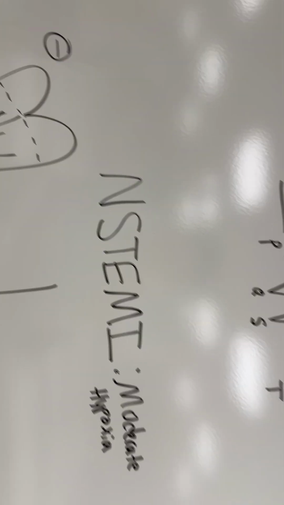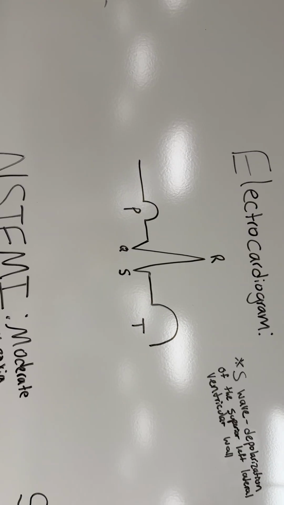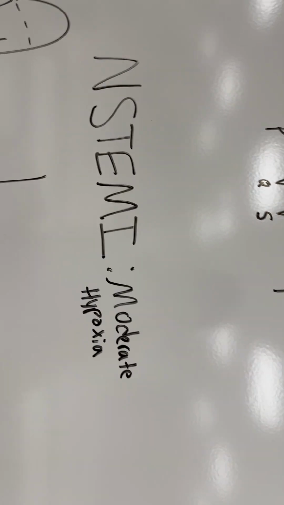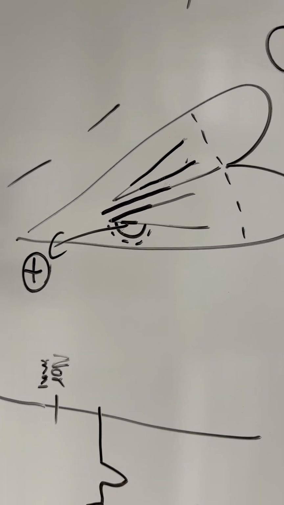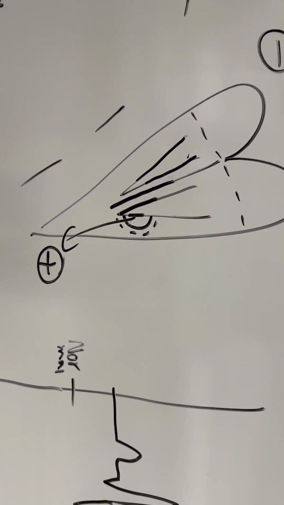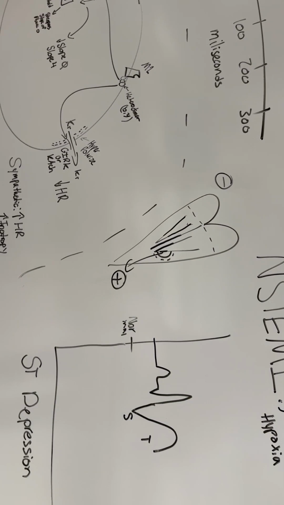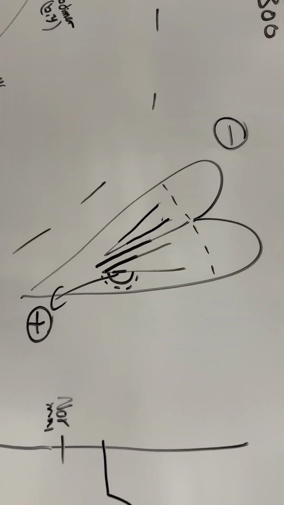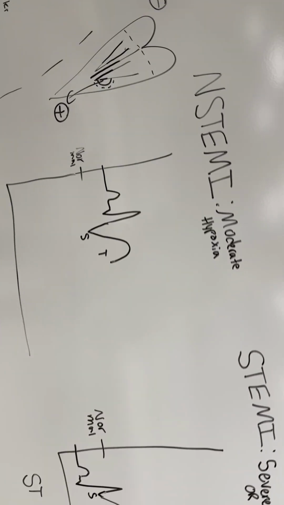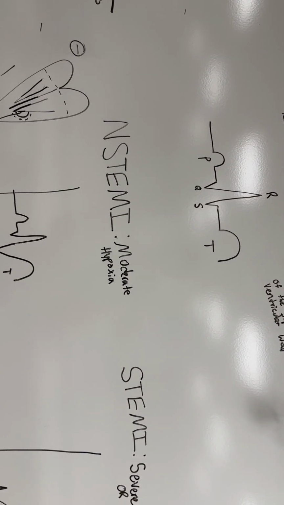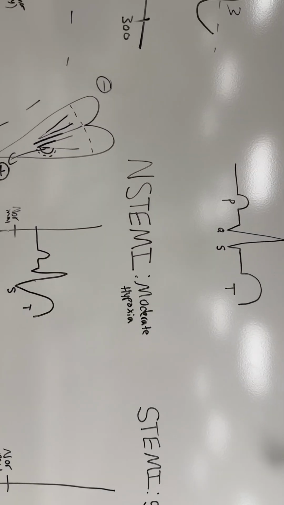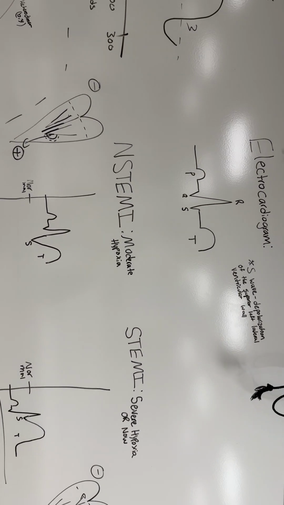And then, of course, our R wave is our large upward deflection because we're sending a big, huge negative force vector down to our positive lead there because that whole ventricular wall is contracting. And then our T wave is going to be our repolarization of the ventricles.